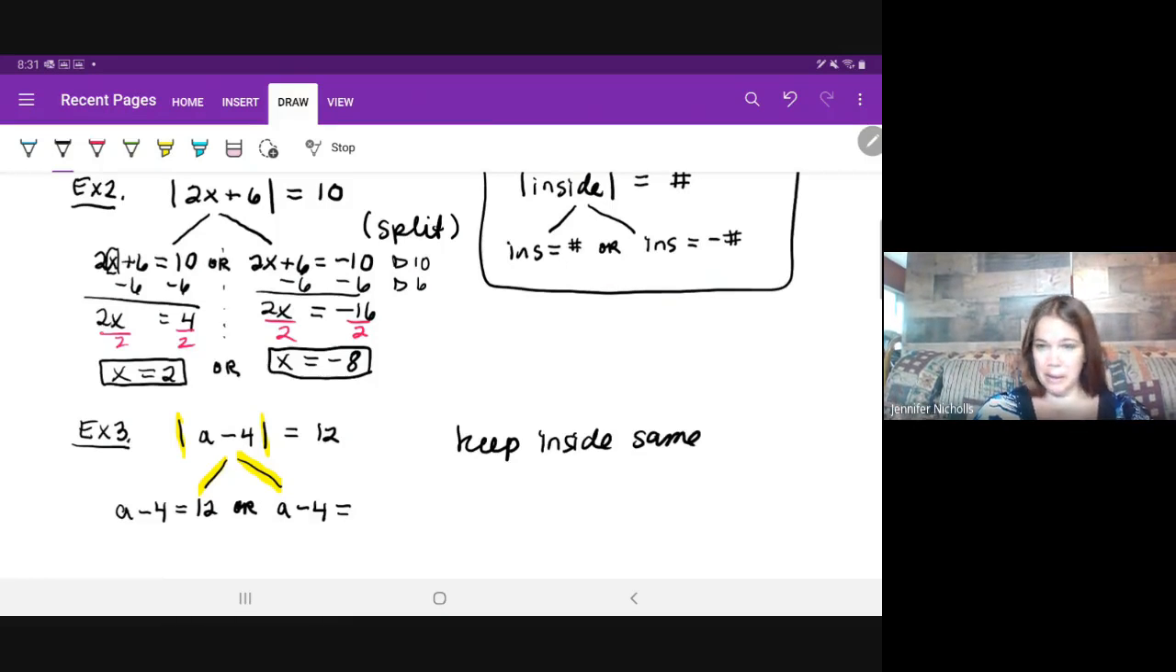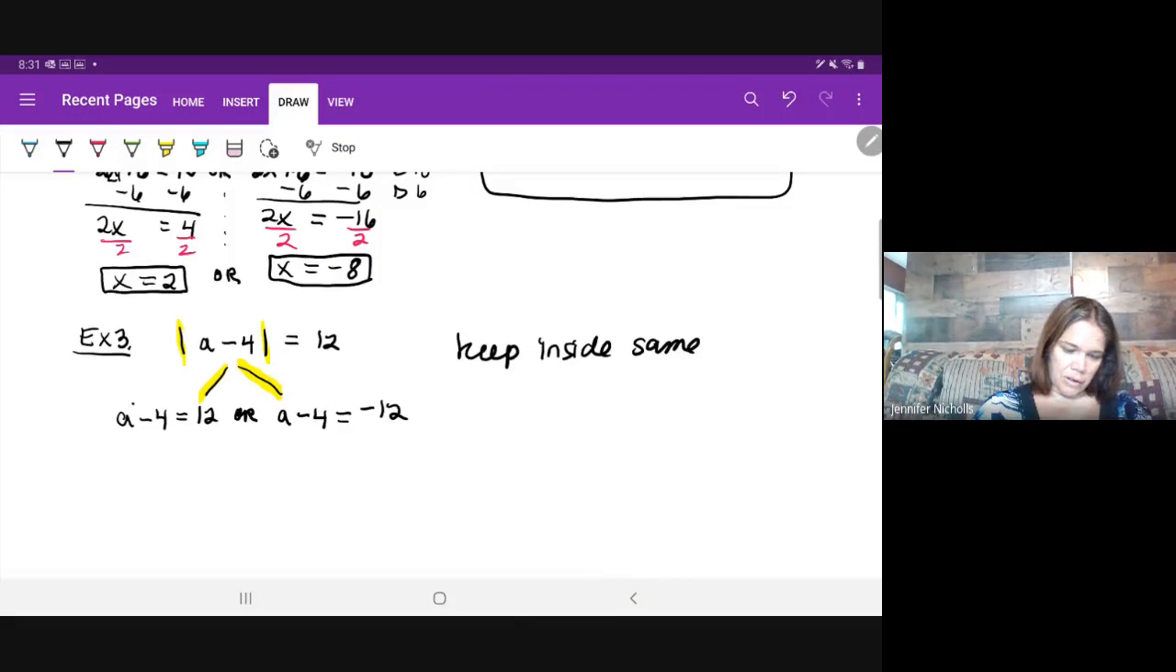And what am I going to put on the other side? And then you're going to solve for the letter. So how do you get rid of a minus 4? Add 4. A equals 16. And then how about the other one? Add 4.